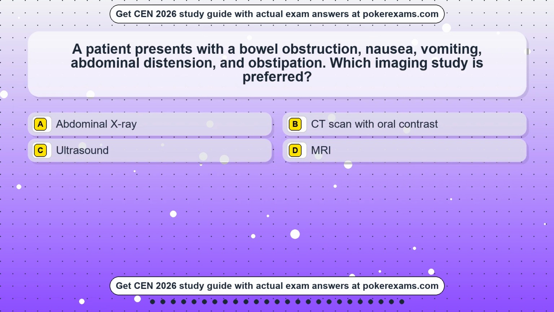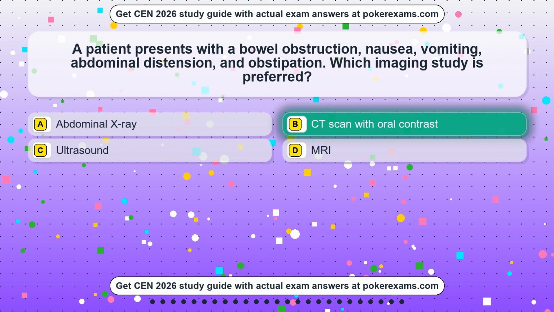Question 22. A patient presents with a bowel obstruction, nausea, vomiting, abdominal distension, and obstipation. Which imaging study is preferred? Option A, abdominal X-ray. Option B, CT scan with oral contrast. Option C, ultrasound. Option D, MRI. The correct answer is option B. CT scan with oral contrast.